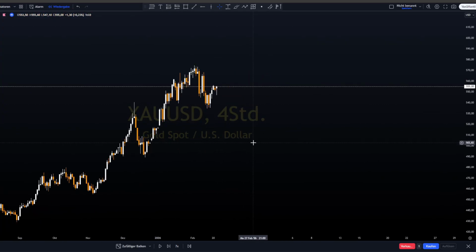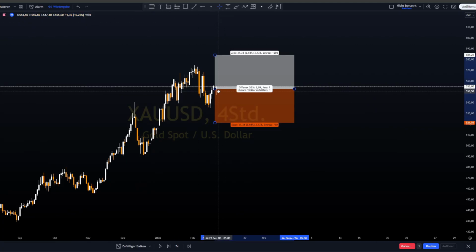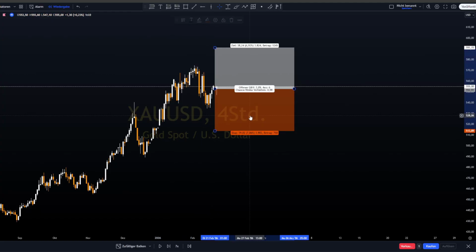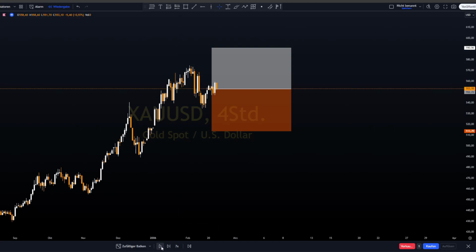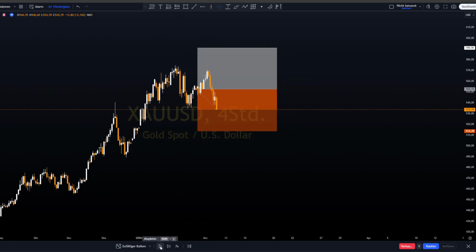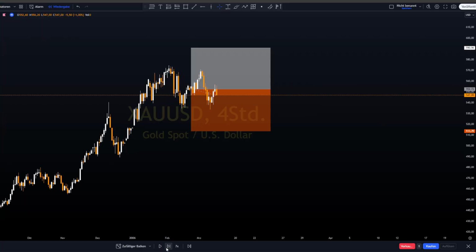But we can still read the price action, and I'm saying we're going long here. We're going for a breakout. And this is basically the trade. Let's see. So we broke the lows as expected.